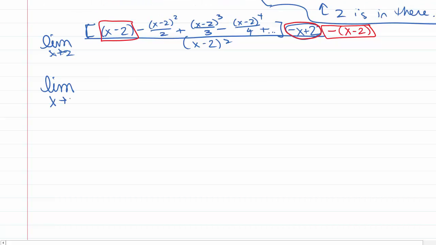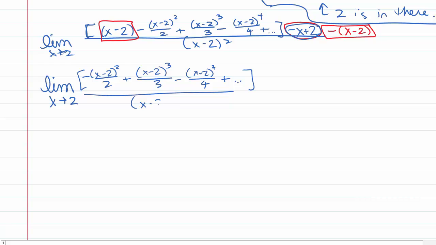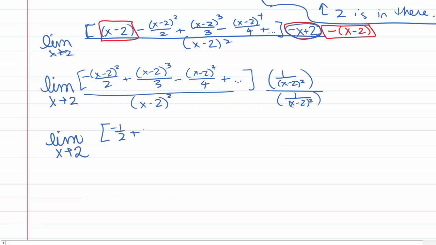And we're going to be left with the limit as x goes to 2 of negative (x minus 2) squared over 2 plus (x minus 2) cubed over 3 minus (x minus 2) to the fourth over 4 plus dot dot dot, over (x minus 2) squared. Now let's pull out an (x minus 2) squared out of the top, or maybe this time let's divide everything through by (x minus 2) squared. Let's just see how it looks different that way. So we're going to multiply top and bottom by 1 over (x minus 2) squared. This is really the same algebra trick. And so we get on top negative a half plus (x minus 2) to the first over 3 minus (x minus 2) squared over 4 plus dot dot dot, terms that have higher powers of (x minus 2) in them, all over 1 in the bottom.